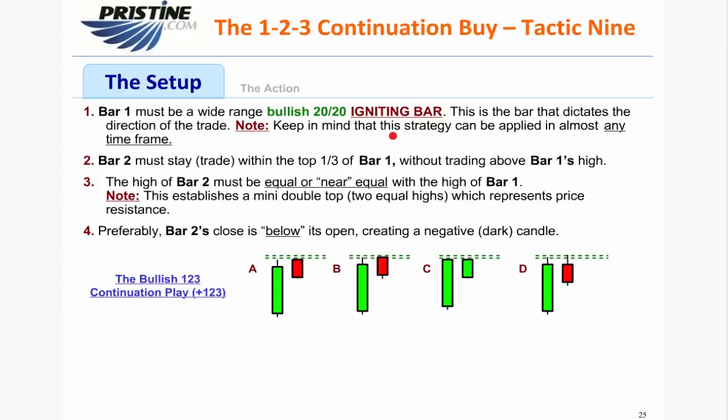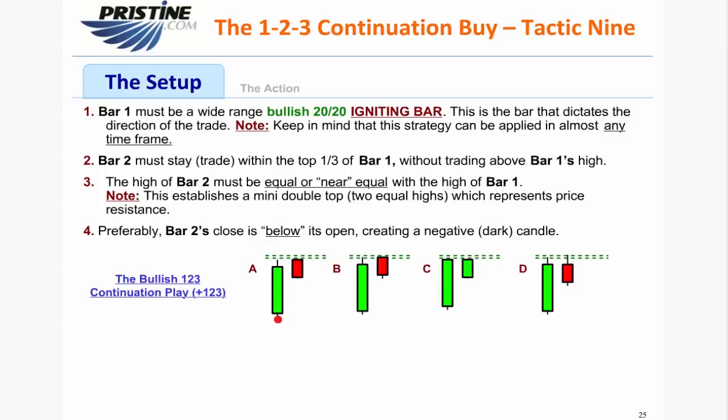a move, right? That's the key here. This is igniting a move. It's not ending a move. Bar number two ideally stays within the top third of bar number one without trading above the high of bar number one.